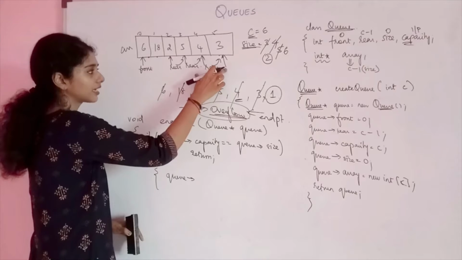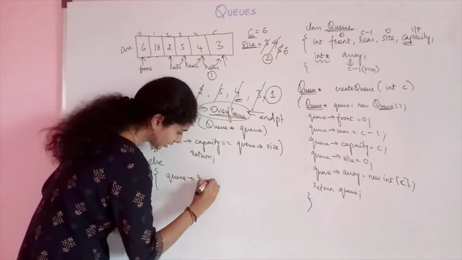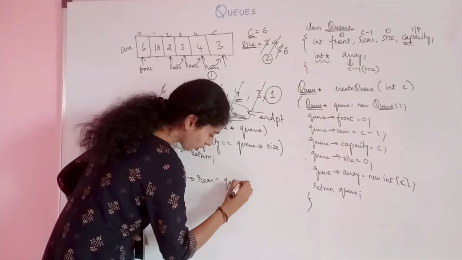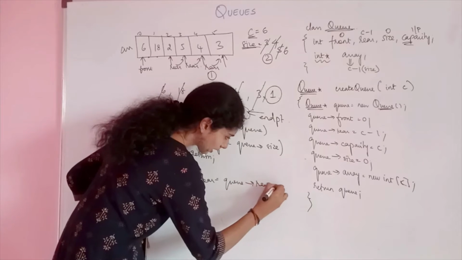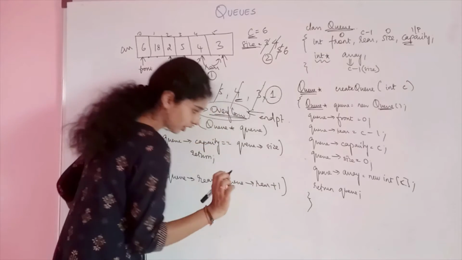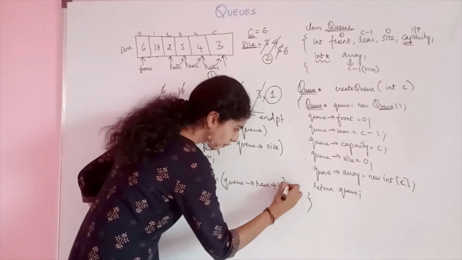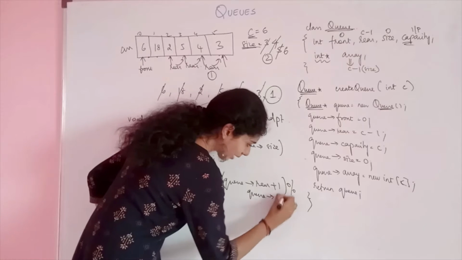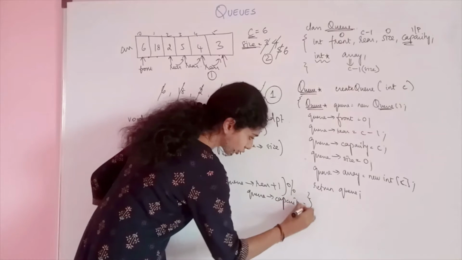First of all, increment the real value. Q of real is equal to what? Q of real plus 1, mod Q of capacity. Why am I doing this? Why modulus of Q of capacity?